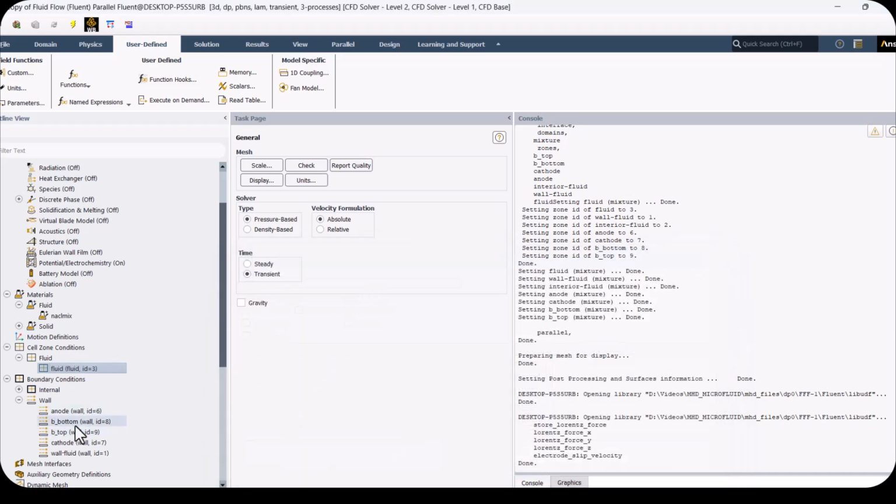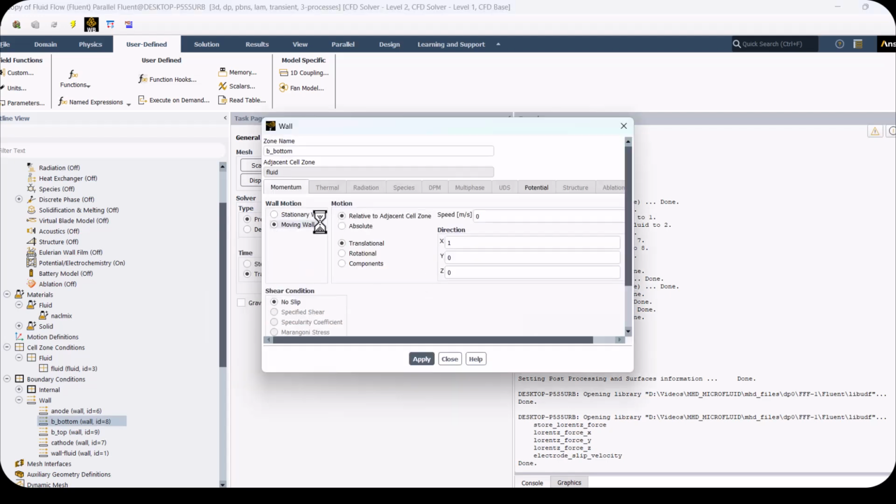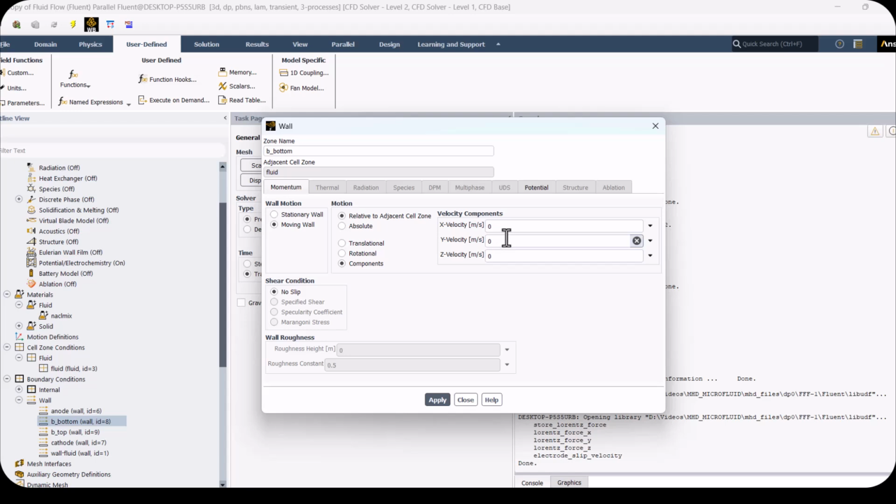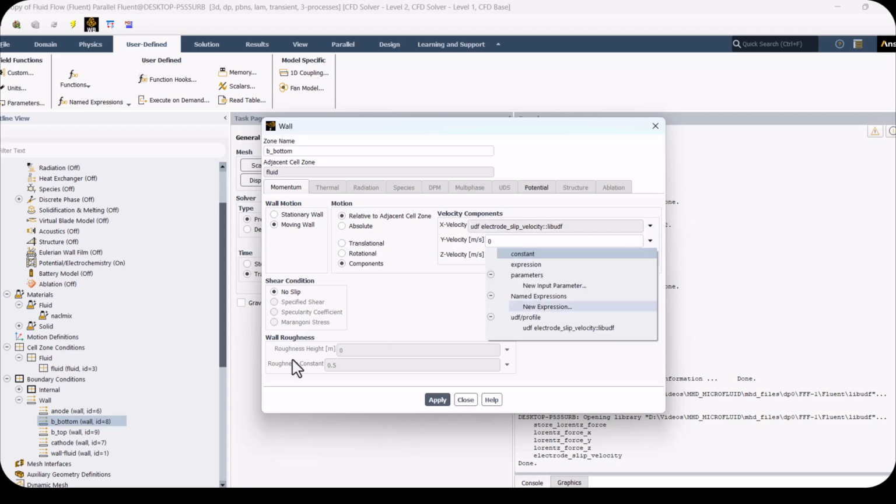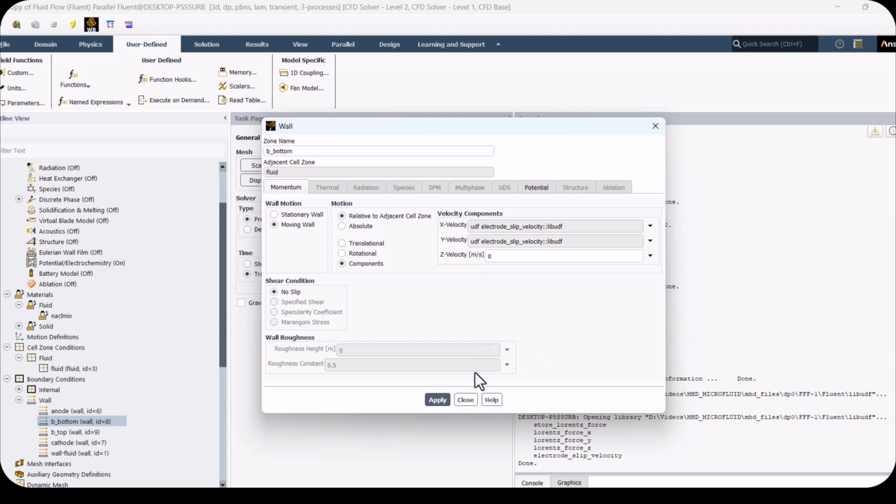Close this. Then what are all the walls present? I'll select these walls. In the walls, instead of a stationary wall, I'll give a moving wall with the components, which is the same as giving the slip velocity. Instead of specifying the shear, I'm giving the velocity near the wall. This is the way you can do it.